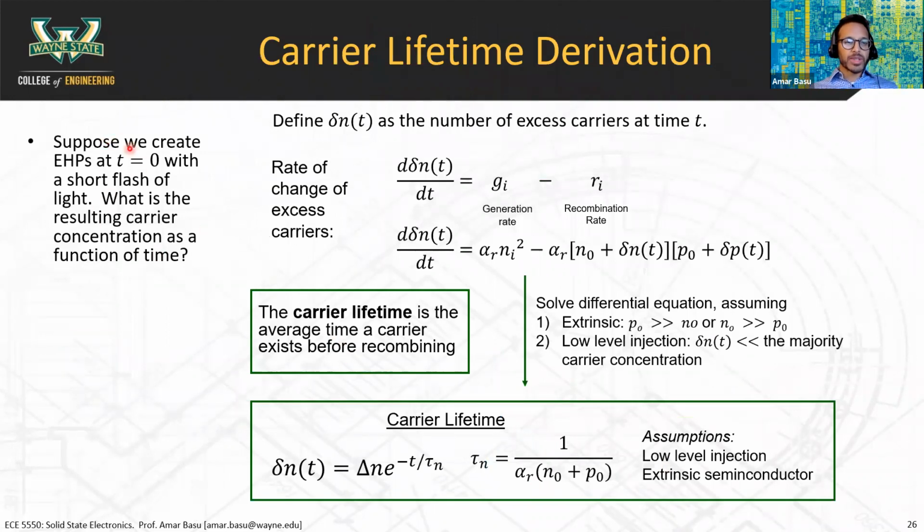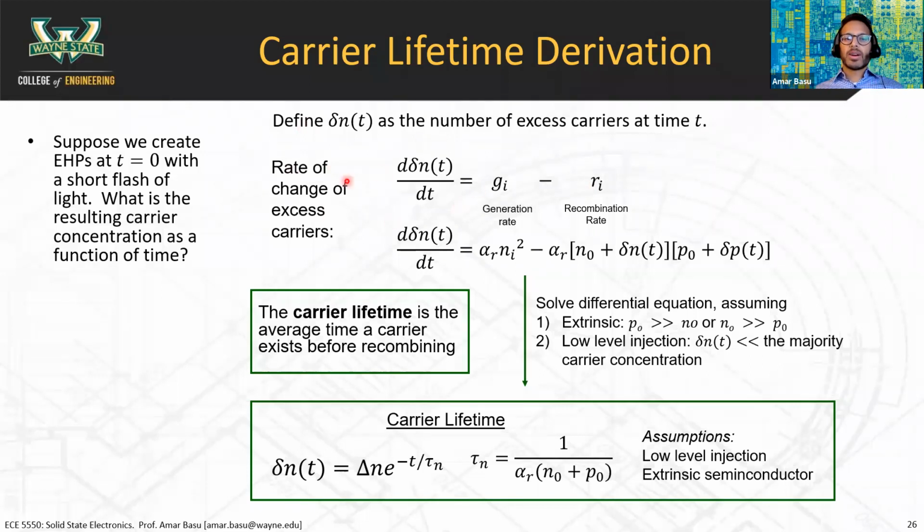So we ask the question, suppose we create electron hole pairs at time equals 0 with a short flash of light. So we generate the excess carriers. And then what is the resulting carrier concentration as a function of time? So this is kind of a derivation from what's going on in the previous slide. So we define Δn of t as the number of excess carriers at time t.